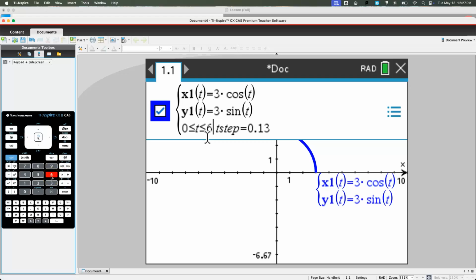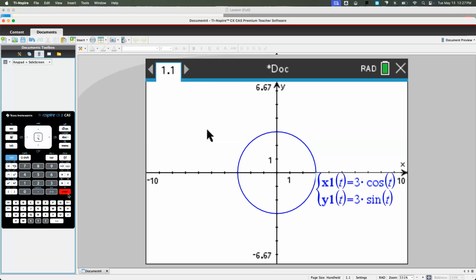Let's say I go to 6 pi. Now what's going to happen? Will I see multiple circles? So what am I going to see then on my graph? Just one circle, but it's going to keep going over itself. It's going to go over itself 3 times. Okay?